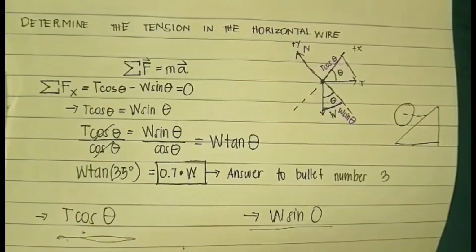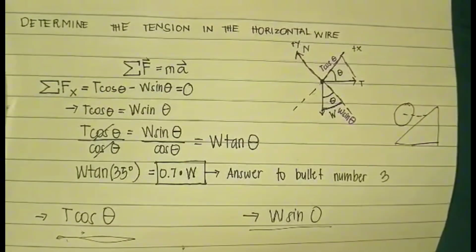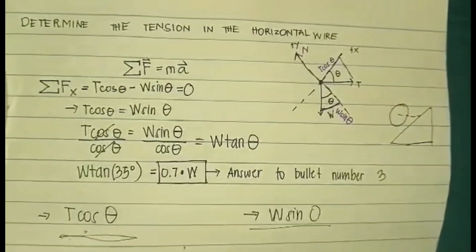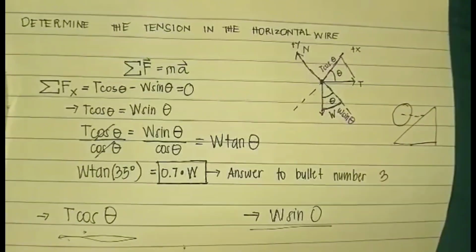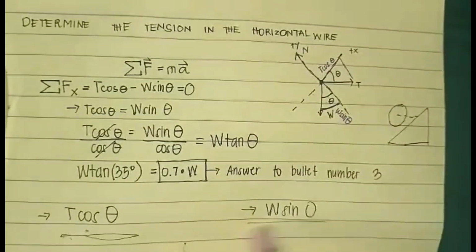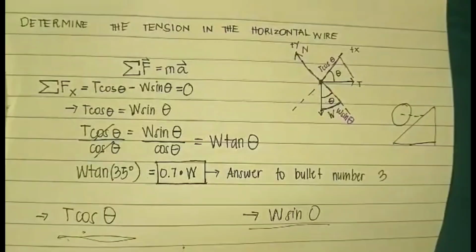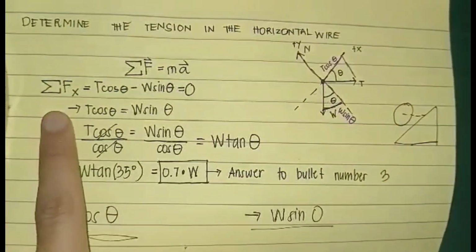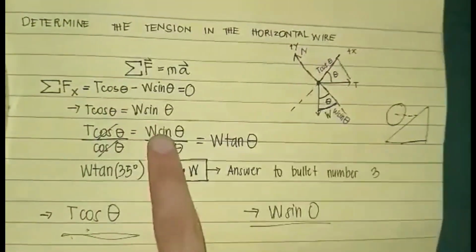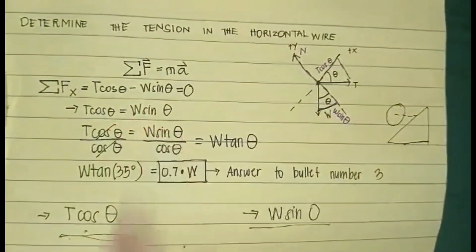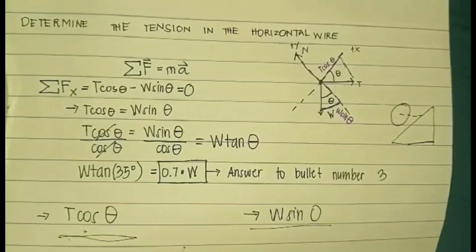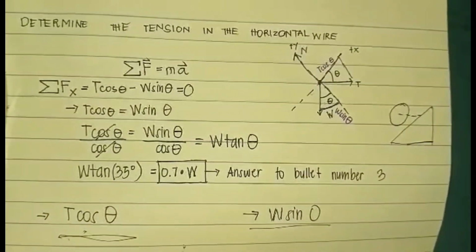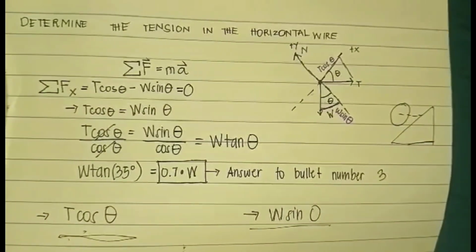But since the ramp is inclined at 35 degrees, the tension component along the ramp is T cos theta, and the component of weight along the ramp downward is W sine theta. So the full equation along the ramp is the summation of F sub x equals T cos theta minus W sine theta equals 0. Why is it equal to 0? It is equal to 0 because there is no acceleration, the sphere is not moving.